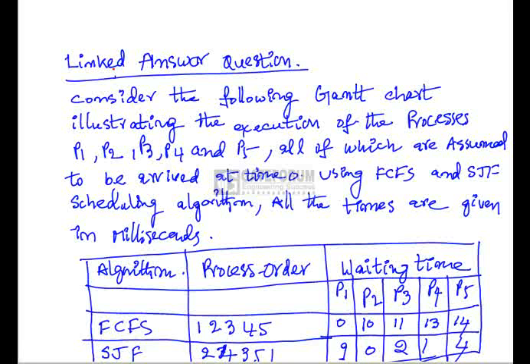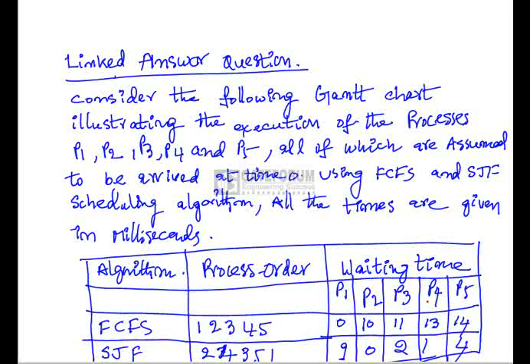So here one table is given, that is the execution sequence, the algorithm used, and the waiting time mentioned for each process. FCFS, the process order is 1, 2, 3, 4, 5, and it is already mentioned that all the processes arrived at time 0 in the order of 1, 2, 3, 4, 5. P1 waiting time is 0 using FCFS, P2 waiting time is 10, P3 11, P4 13, P5 14. Usually when burst times are given, we find the waiting times, but here the waiting time is given, and he is asking the burst time of process P5.